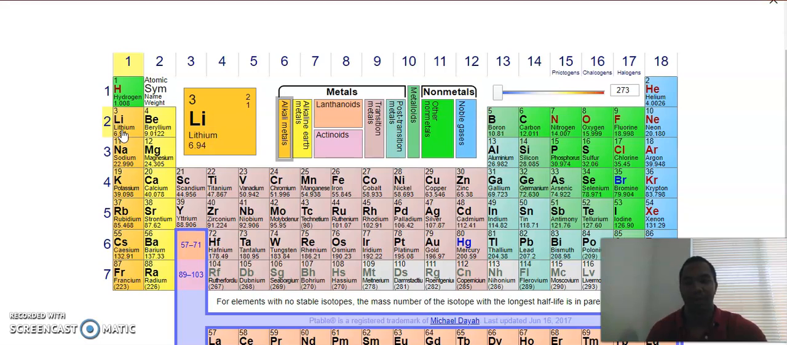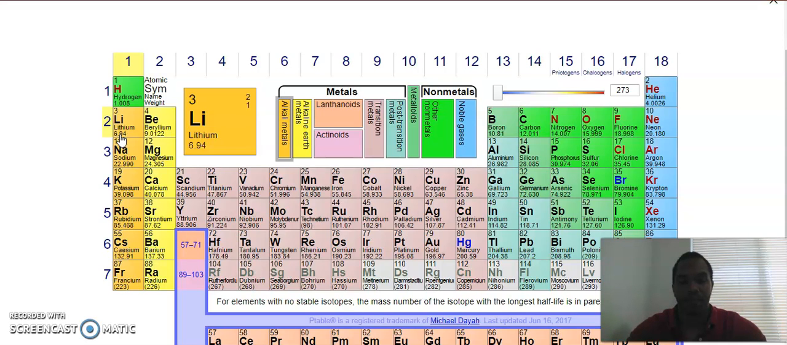The next thing, when you look at the periodic table, you're going to see the number on top. We're looking at lithium. The number on top is your protons. And then the number underneath, right here, we see 6.94. 6.94 is the atom's relative atomic mass.